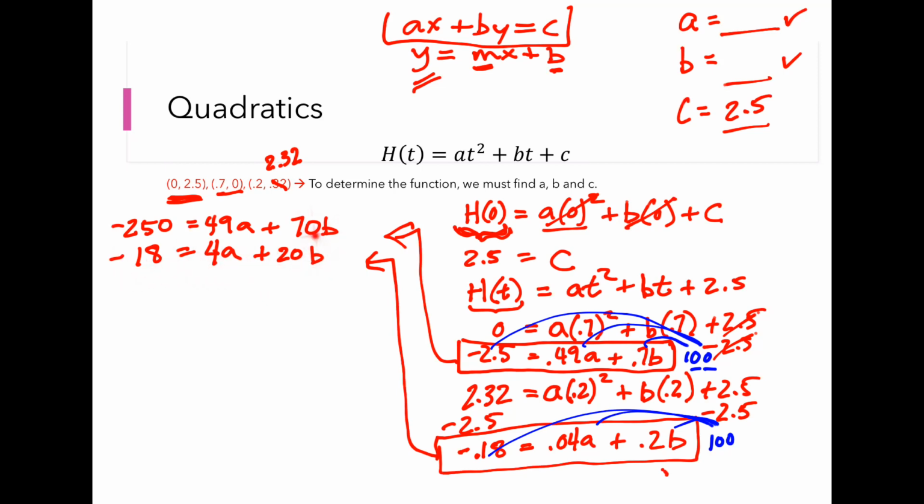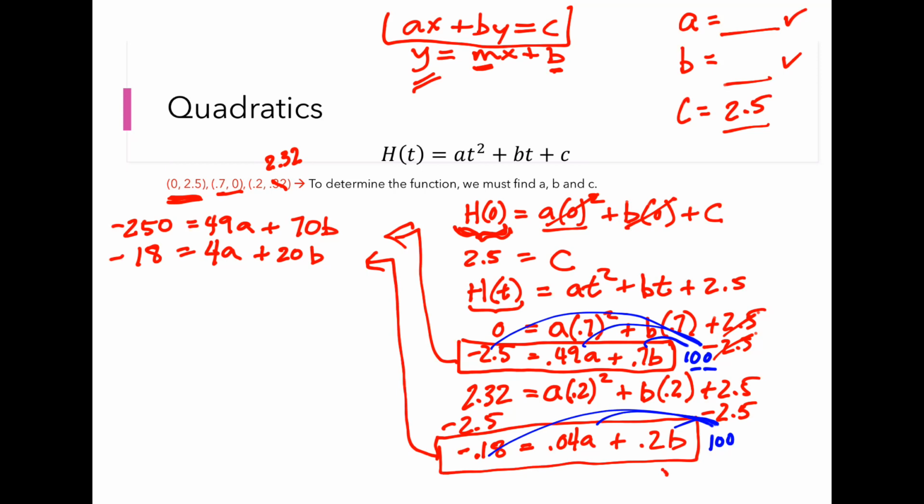So I just have to figure out which of the two I want to eliminate, whether I want to eliminate a or b. You always want to go for the one that's less complicated in terms of elimination. In this case, with 70 and 20, I can get this 20 to be a 70 a lot easier than I can get this 4 to become a 49. I want to multiply 20 by negative 3.5 because I want this to become negative 70, so that when I add these two together, my b eliminates and becomes 0.